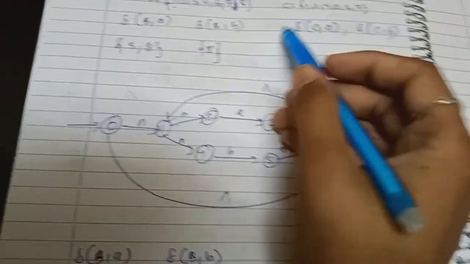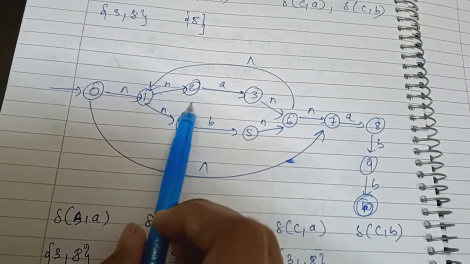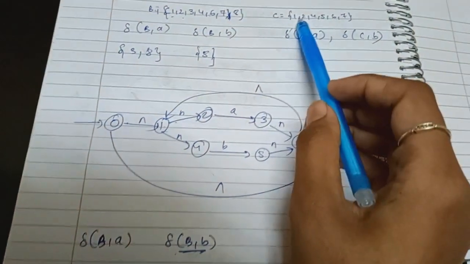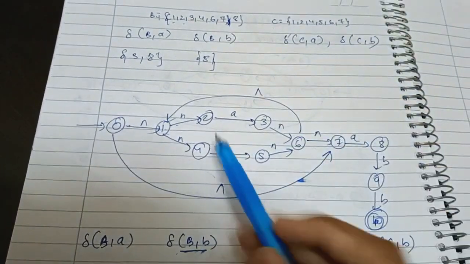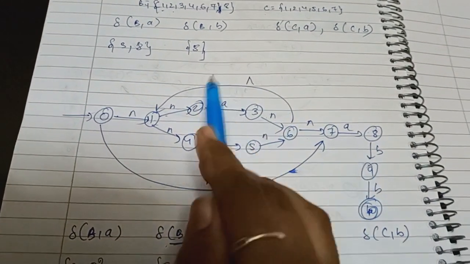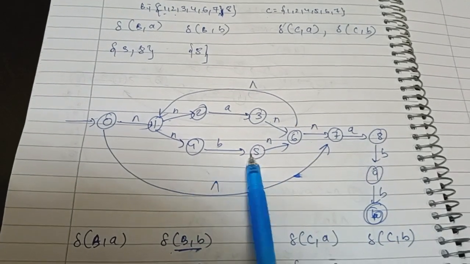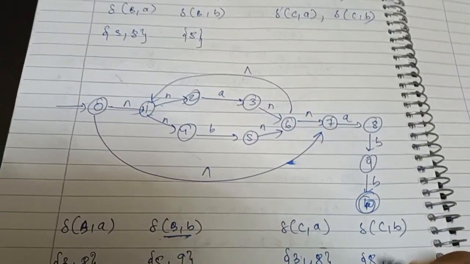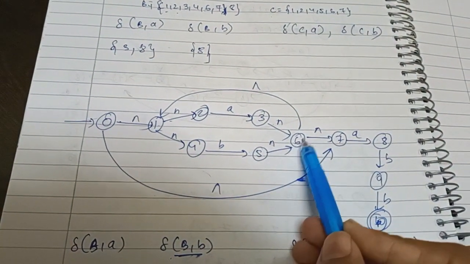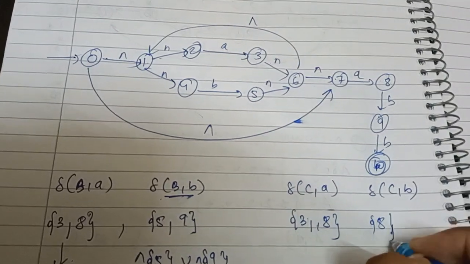Then C comma B. So C we have 1, 2, 4, 5, 6, 7. So 1 with B, no. 2 with B, no. We are finding for C, right? 1, 2, 4, 5, 6, 7. So we are finding for B, transition for B, right? So we can transit to any other state using B from 4. Yes, so 5. Now let's see for 6 and 7. So from 6 no, from 7 no, so that is 5 itself.